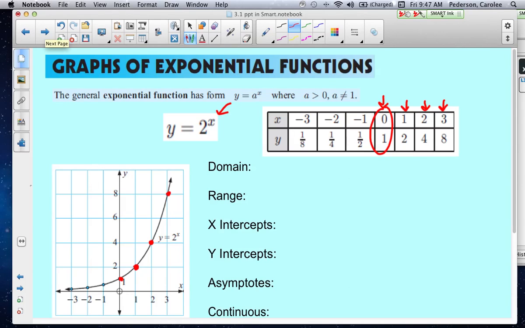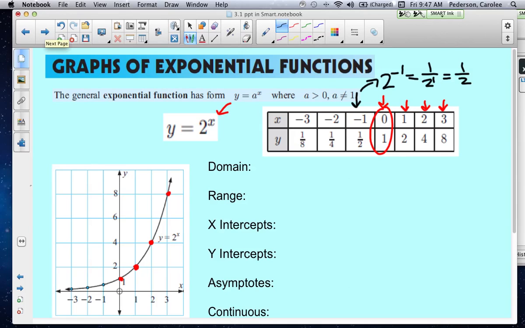What causes some difficulty with some students is when we go into the negative integers and evaluate those. Remember that last slide. If I say 2 to the negative 1, what would you do with 2 to the negative 1? What do we do with negative powers? Put it on the bottom. So it would be 1 over 2 to the 1, which is 1/2.